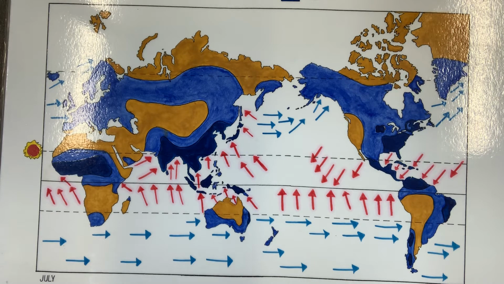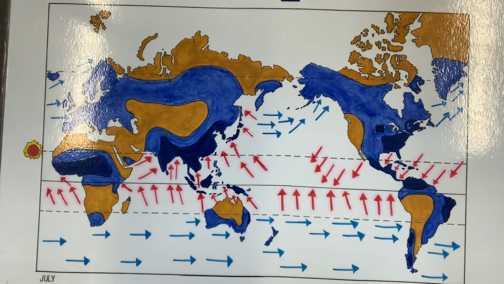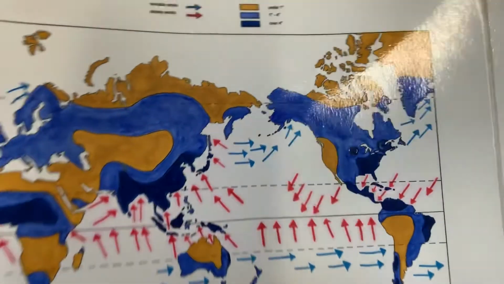Well, as we know, the perpendicular rays of the sun don't stay here at the Tropic of Cancer all year long. They move further and further south until they fall on the Tropic of Capricorn. Let's look at that.